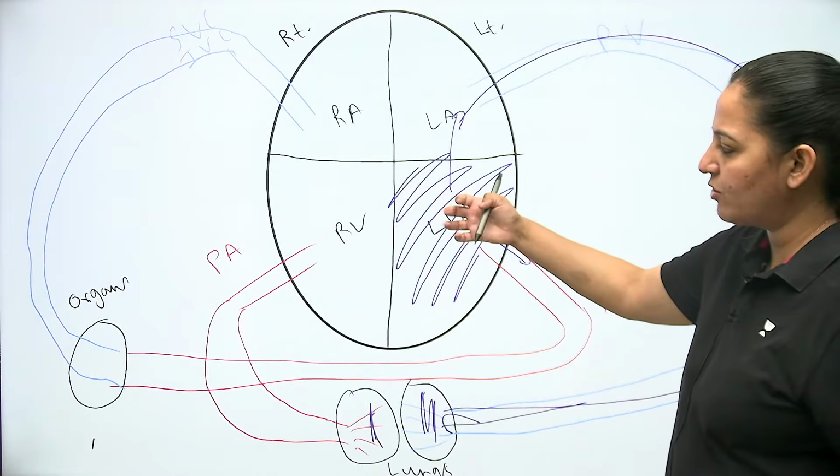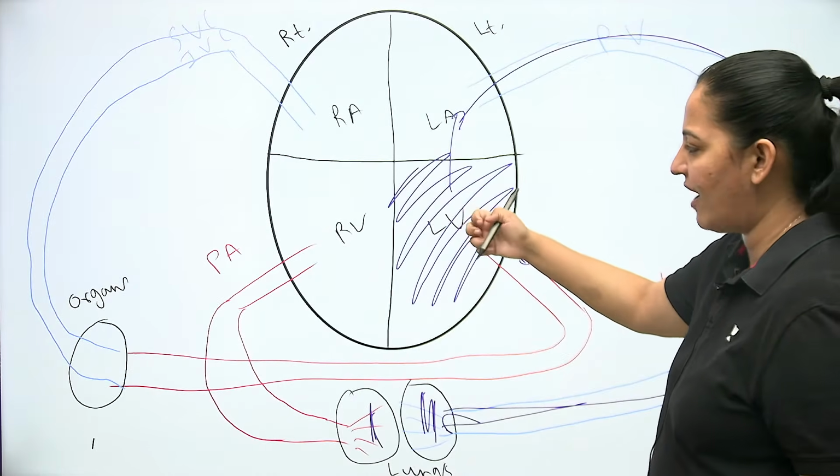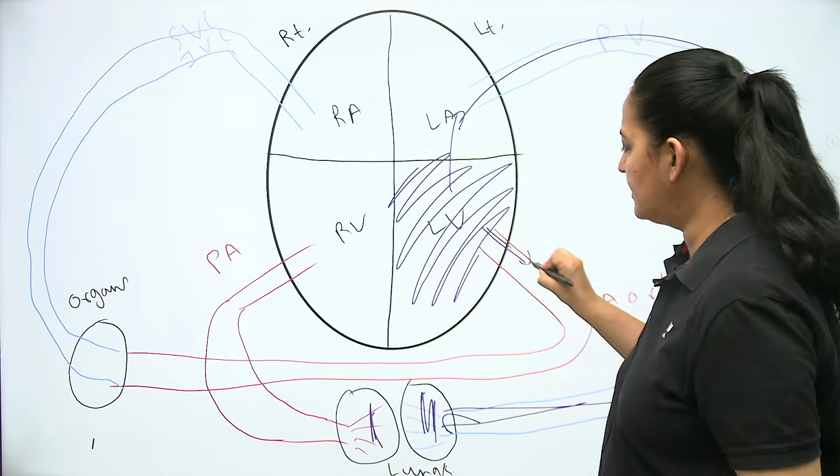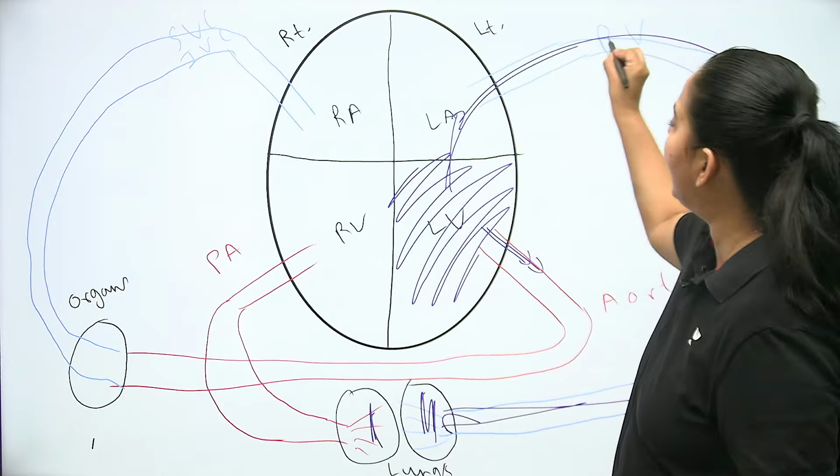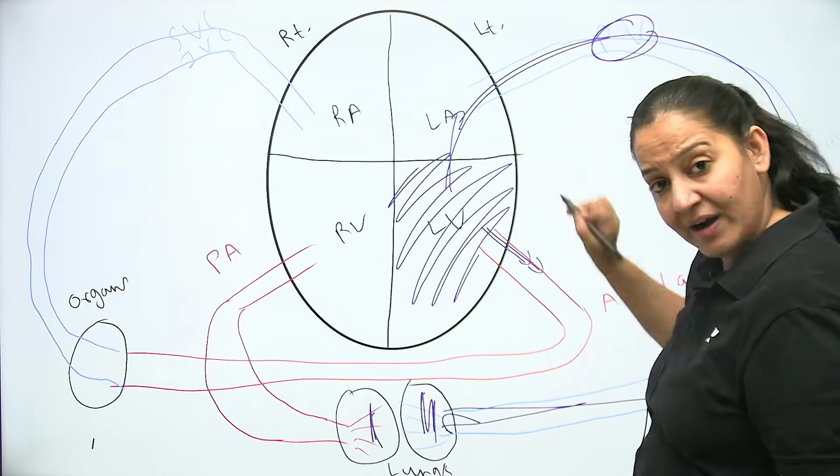You know, the left ventricle is not contracting, so blood is not going in the aorta. So it is going in the vein, the pulmonary vein. More blood in the vein.